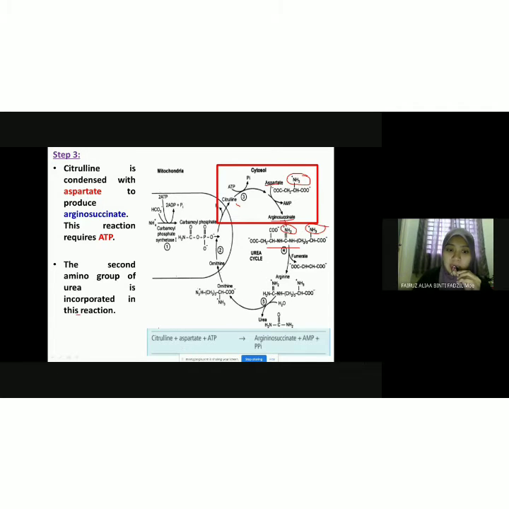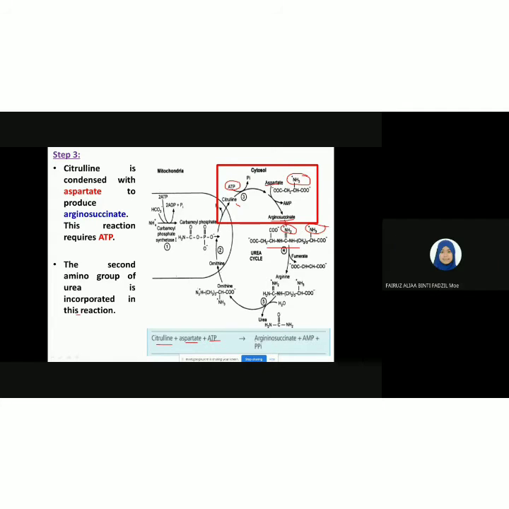So the formula: citrulline plus the aspartate then requires ATP. You see here it needs the ATP, and then it becomes arginosuccinate. In this formula it's written as argininosuccinate. Some books use the word arginino, but some books use arginosuccinate. I want you guys to use the word arginosuccinate. Some international books also use arginosuccinate, also correct. But you guys use this word arginosuccinate.